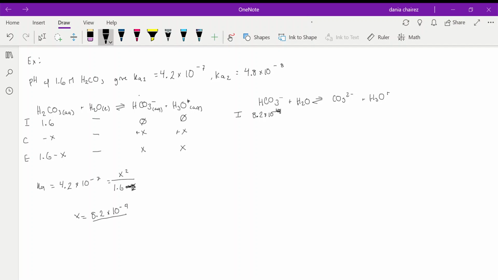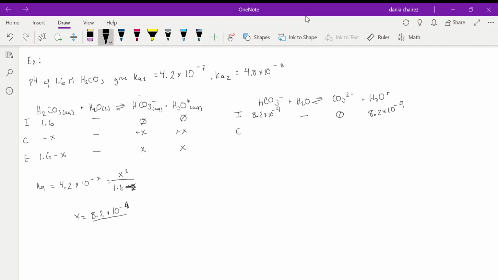I just realized that looks like a 9. I'm so sorry. That's a 4. Let me erase this and make it prettier. To the negative 4. This doesn't matter. This is 0. And this is also going to be 8.2 times 10 to the negative 4 because we still have some hydronium here in solution.